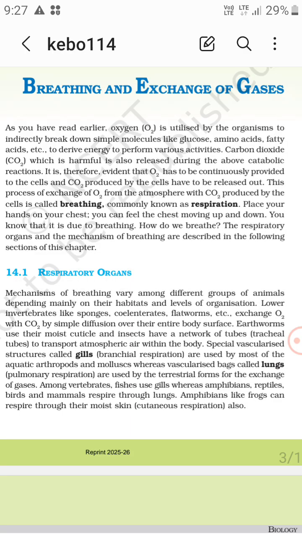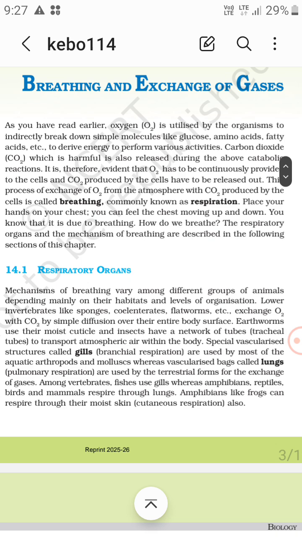So, exchange of O2 and CO2 is called breathing, commonly known as respiration. It is a breathing process, but we call it respiration. You can feel the chest moving up and down, and you know that it is due to breathing.